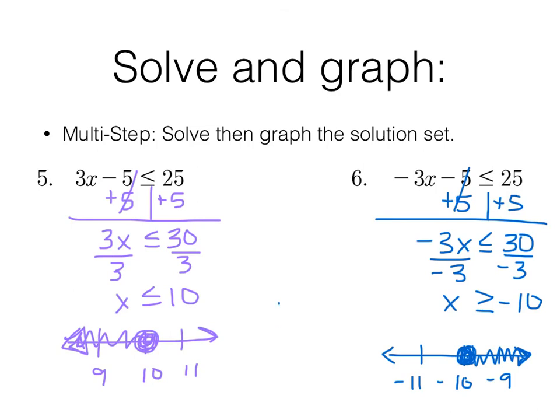So we're not going to solve super difficult ones, but we are going to need to solve inequalities nonetheless. Make sure that you understood. Jot some questions down in the margin if you need to, and I'll see you guys in class.